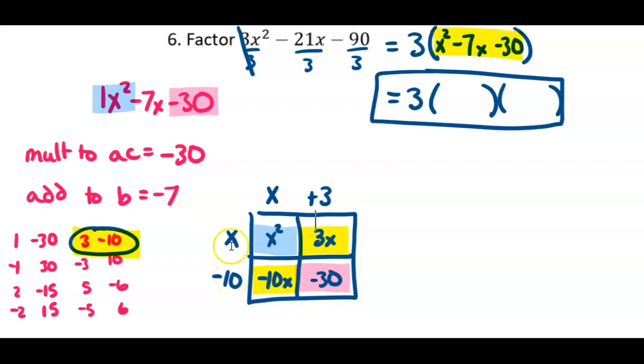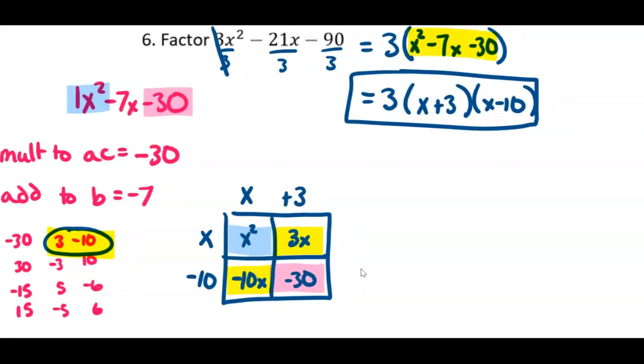Quick check to see if they multiply. X times x is x squared. Negative 10 times x is negative 10x. 3 times x is 3x. 3 times negative 10 is negative 30. So we did a great job. So in our parentheses, it's x plus 3 and x minus 10. You have to have that 3 out in front that we factored out, though, or it won't be completely correct.